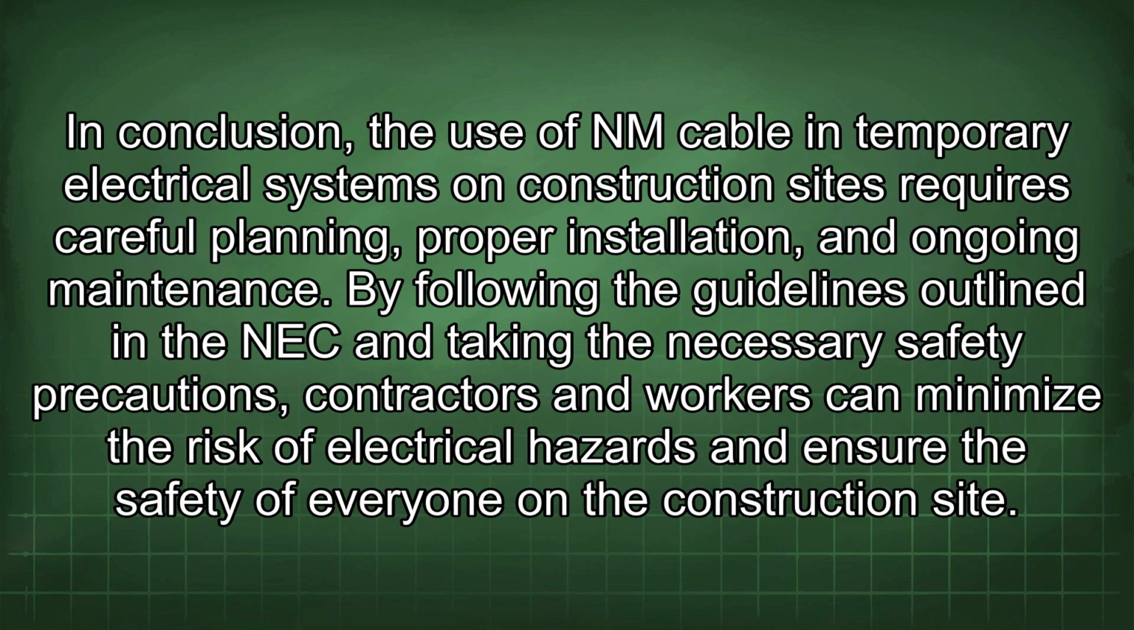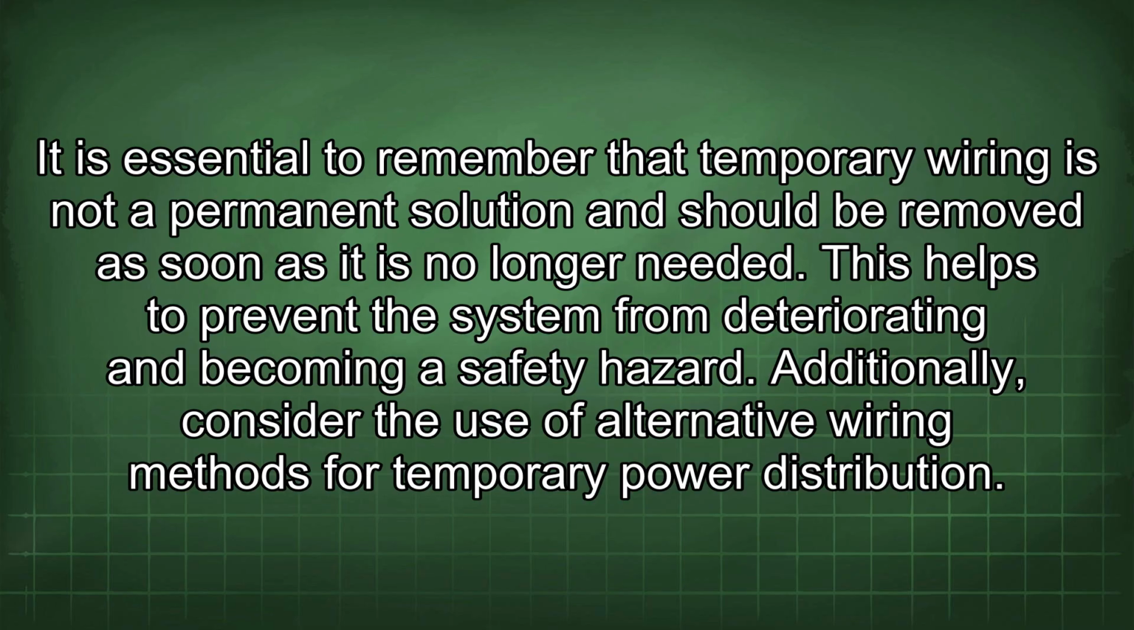In conclusion, the use of NM cable in temporary electrical systems on construction sites requires careful planning, proper installation, and ongoing maintenance. By following the guidelines outlined in the NEC and taking the necessary safety precautions, contractors and workers can minimize the risk of electrical hazards and ensure the safety of everyone on the construction site. It is essential to remember that temporary wiring is not a permanent solution and should be removed as soon as it is no longer needed. This helps to prevent the system from deteriorating and becoming a safety hazard.